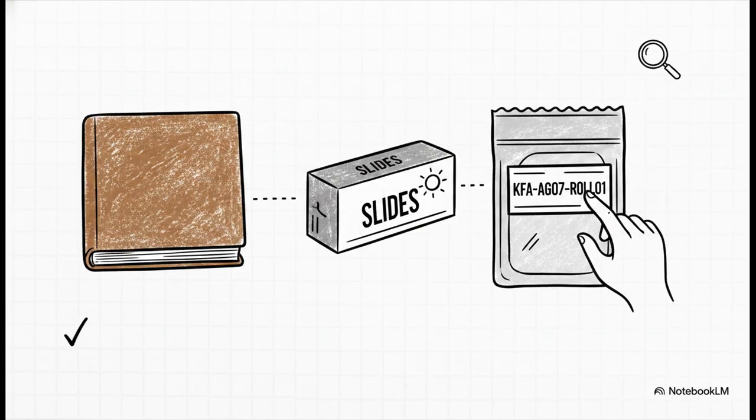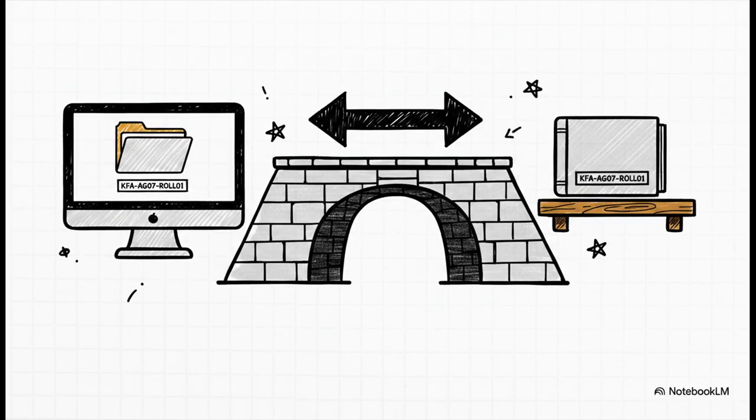And then on the actual physical film sleeve, or the photo album or the box of slides, you just stick a printed label on it with the identical code, KFA-AG07-Roll01. It's one code in two places. And just like that, you've created an unbreakable bridge. You can be looking at a digital file on your screen and instantly know which box on your shelf holds the original. Or you could pick up a physical album, look at the code, and immediately find its matching folder on your hard drive. It works perfectly in both directions.